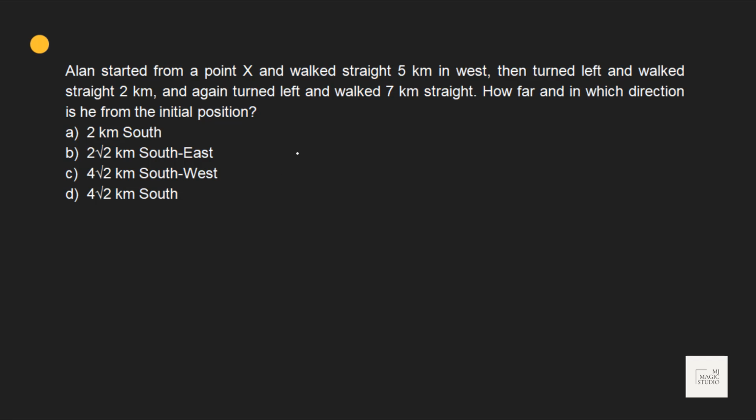Alan, yes, Mr. Allen started from point X. We have this point X, and walks straight 5 kilometers in west. West means towards Gujarat. Gujarat west is 5 kilometers. Then turns left. Left means towards south and walked straight 2 kilometers. South 2 kilometers. And again turns left, heading towards south, moving left means to the right when I'm solving this, and walked 7 kilometers straight. So 5 covered here and 2 more, inching towards West Bengal, that is east. So let me write this as 5 and this is 2 to help me out.